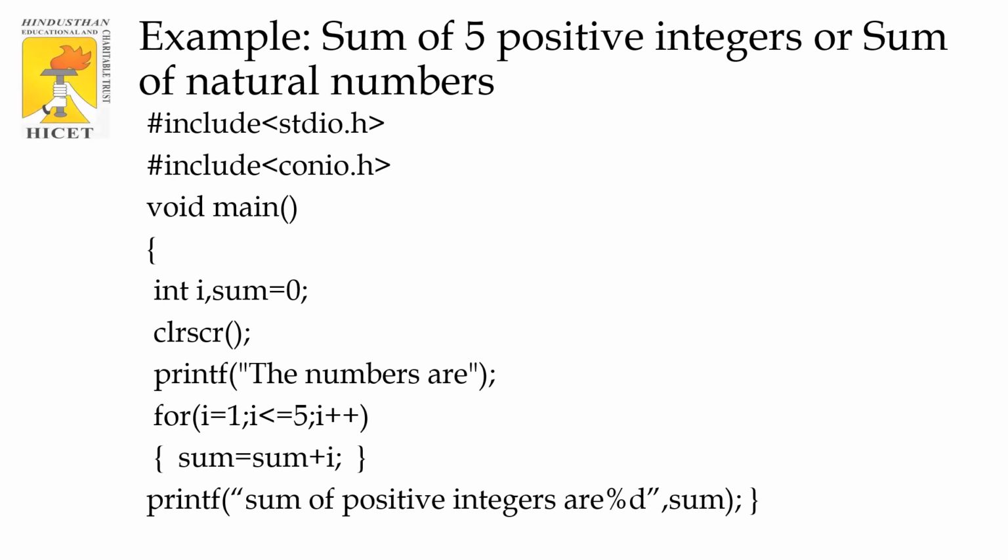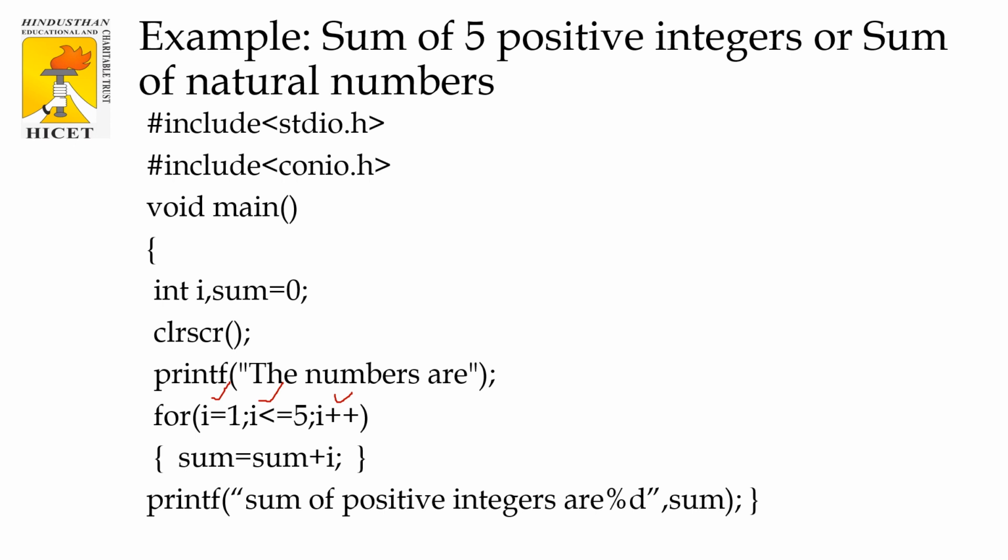Let's see an example for the for loop. The example is the sum of 5 positive integer numbers. First, include the header files and void main function, and the variables are i and sum in the data type integer. Here sum equals 0, the value is initialized. Then printf the numbers are. Here in the for loop, the first expression is i equal to 1, then i less than or equal to 5, then the third expression is i increment. Here the body of the loop is sum equal to sum plus i, right?